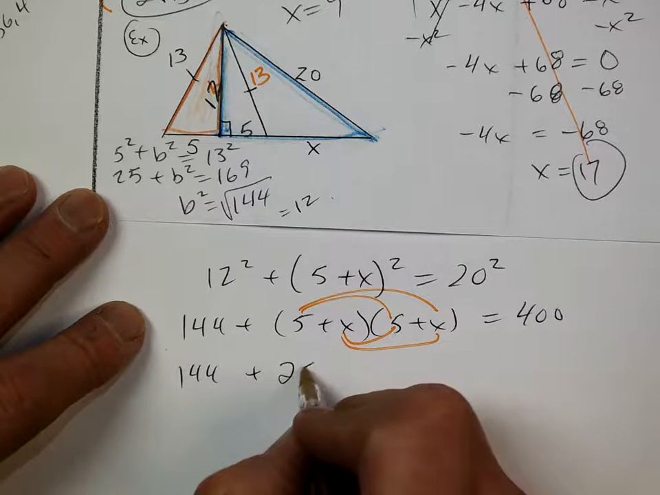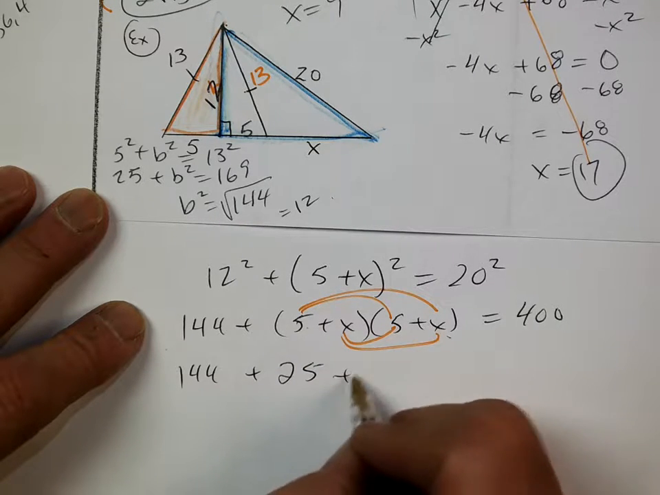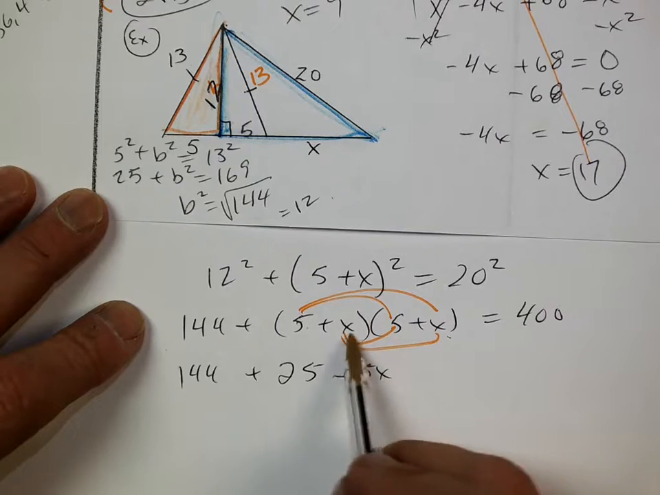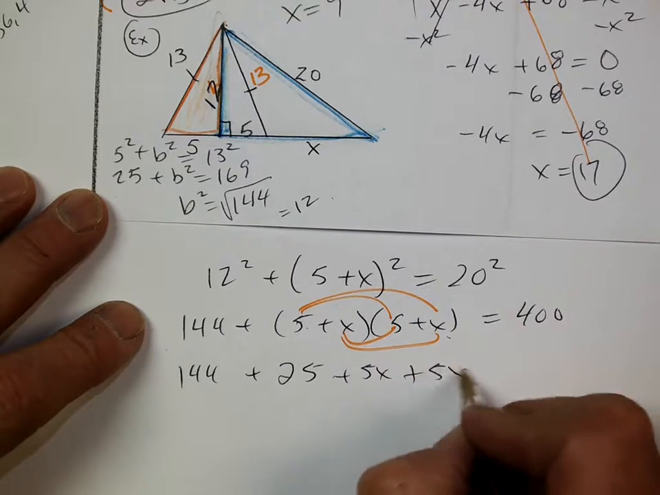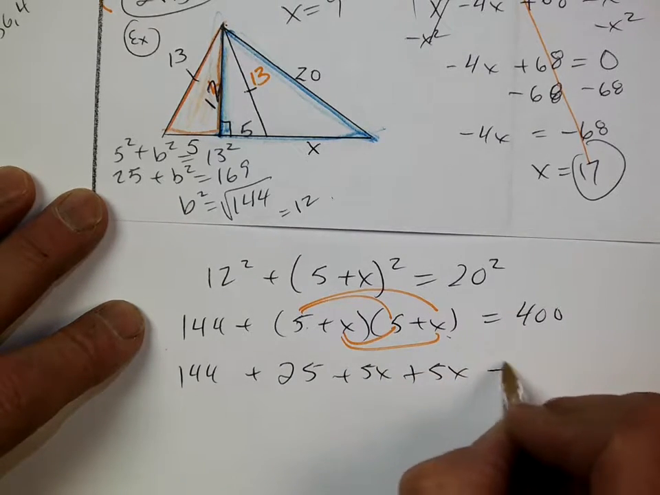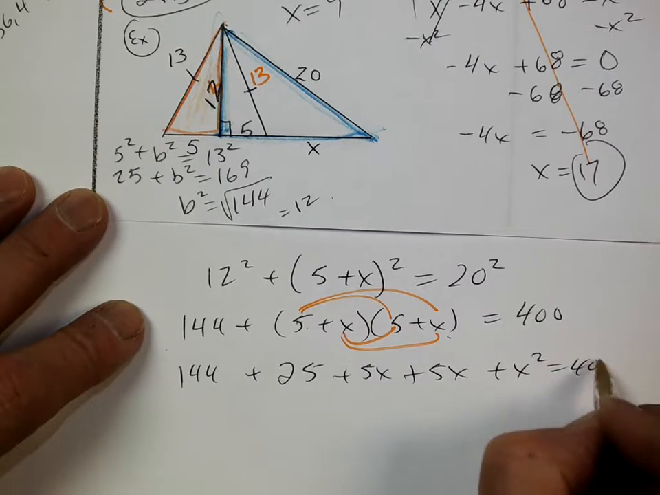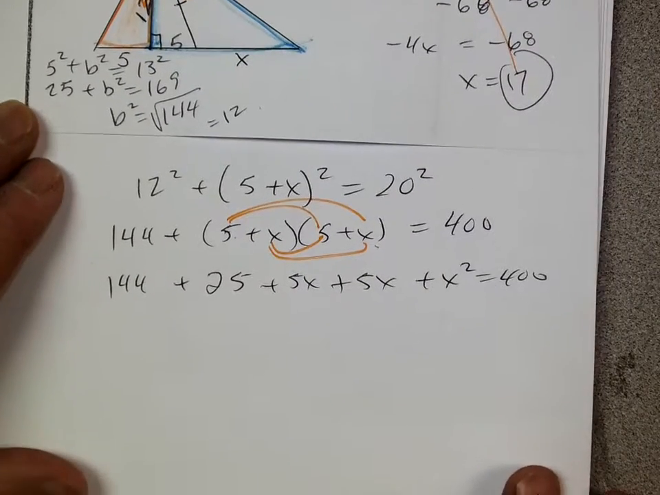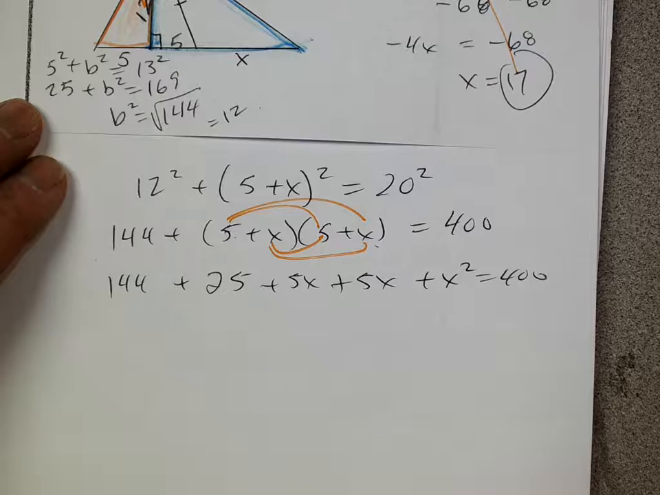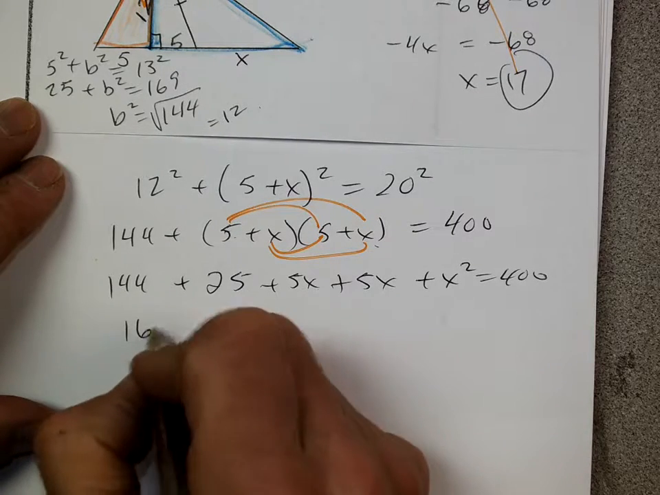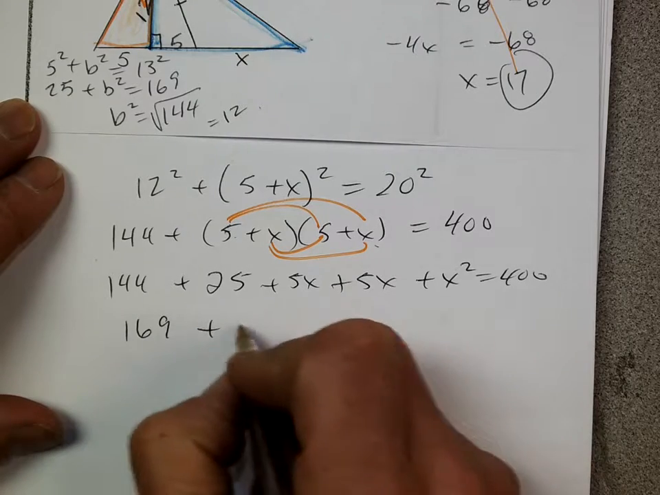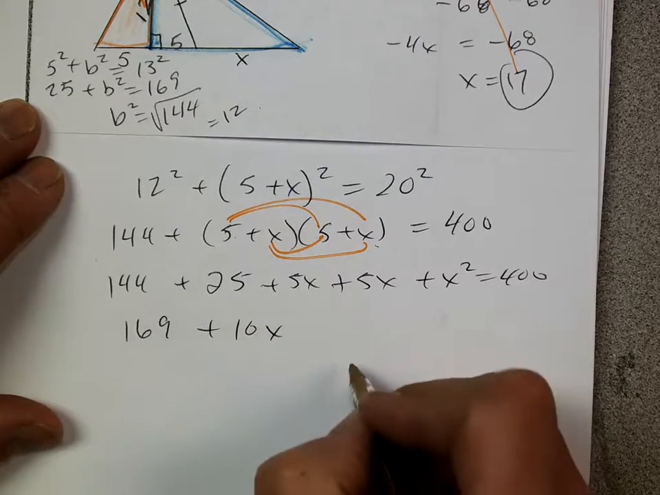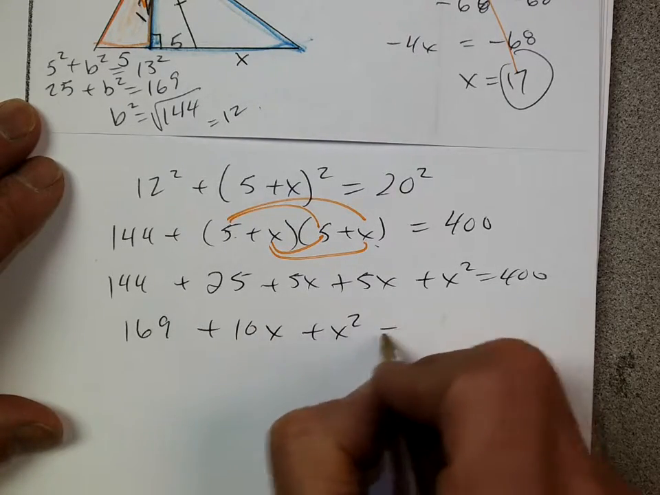25 plus a 5x, right? Plus another 5x plus an x squared equals 400. How am I doing? Okay. 169 plus 10x plus x squared equals 400.